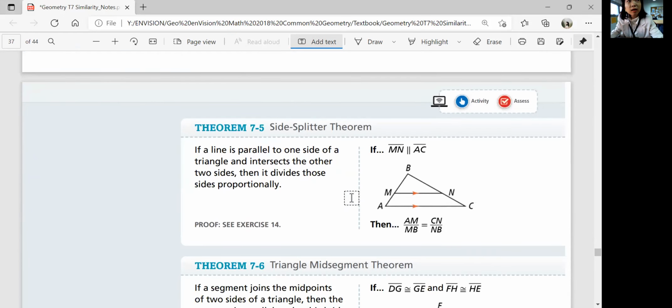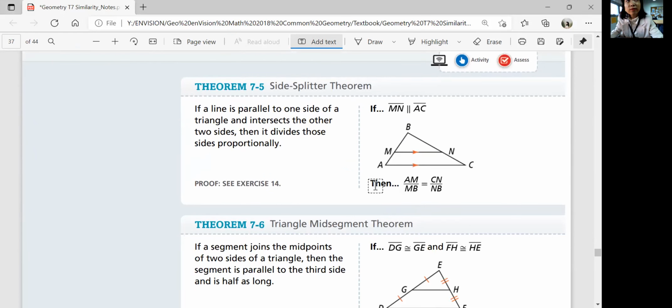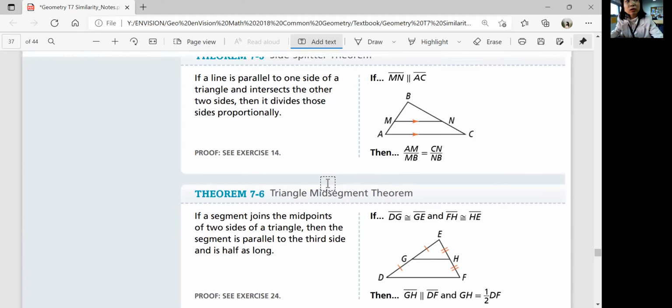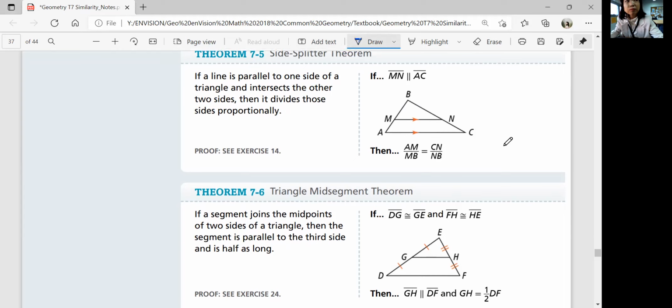So let's look at these theorems. Theorem 7.5 is the side splitter theorem. If a line is parallel to one side of a triangle and intersects the other two sides, then it divides those sides proportionally. Okay. 7-6, the triangle mid-segment theorem, says if a segment joins the midpoints of two sides of a triangle, then the segment is parallel to the third side and is half as long. Okay, side splitter theorem and triangle mid-segment theorem.